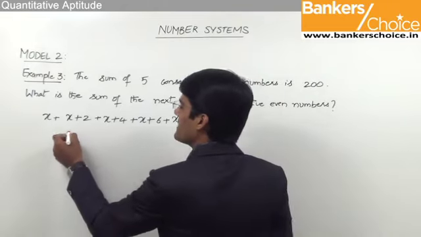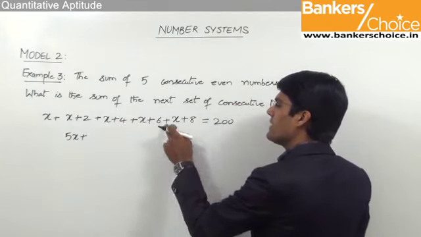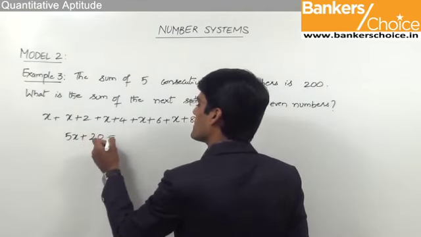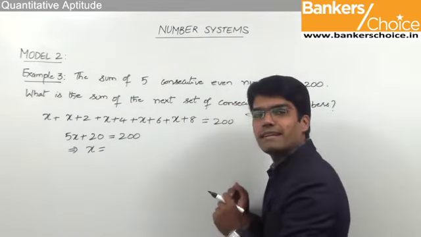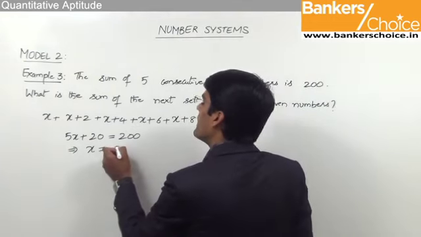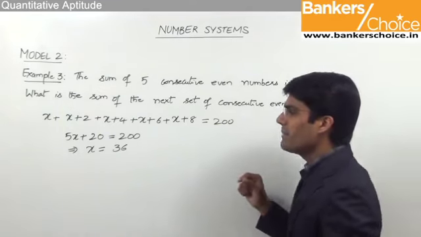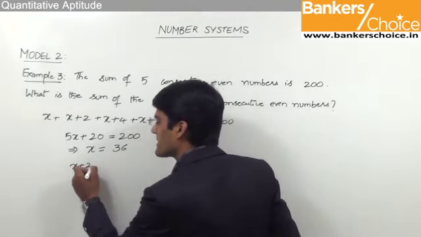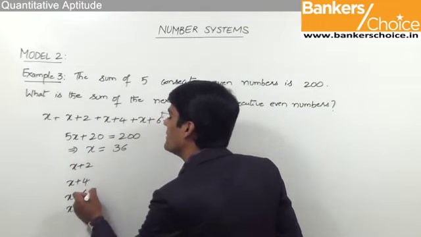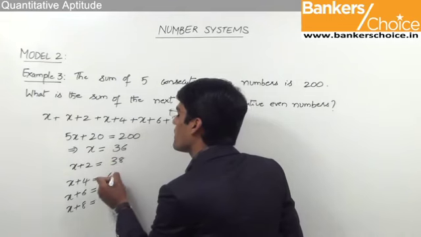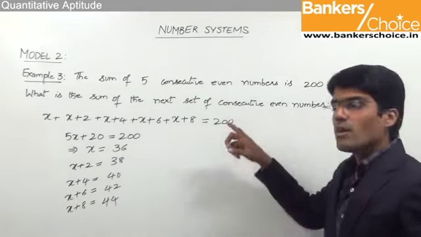So if we try to simplify this equation, we get 5x plus 2 plus 4 is 6, 6 and 6, 12 and 8 is 20. So 5x plus 20 is equal to 200. So from this, 5x will be equal to 200 minus 20, 180. 180 by 5 is 36. That means the first number is 36. Now if the first number x is 36, the remaining 4 numbers x plus 2, x plus 4, x plus 6 and x plus 8 will be equal to 38, 40, 42 and 44. So these are the 5 consecutive numbers which he is talking about.